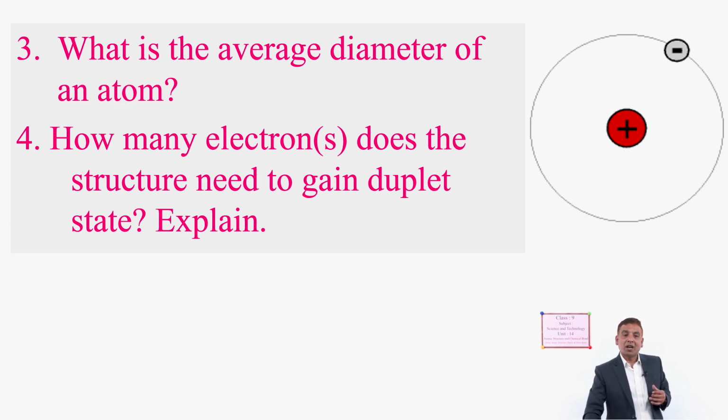And in the fourth, how many electrons does the structure need to gain to reach the duplet state? You can just see this structure here. How many electrons does it need to acquire the duplet state? That means to have 2 electrons in the valence shell, how many electrons does it need? Because it already has 1 electron. If this atom gains 1 more electron, obviously it gains the duplet state. So this should be your explanation. I think you have written this in your copy.